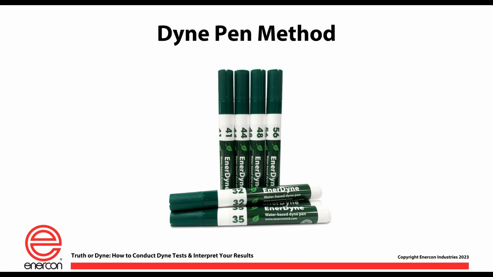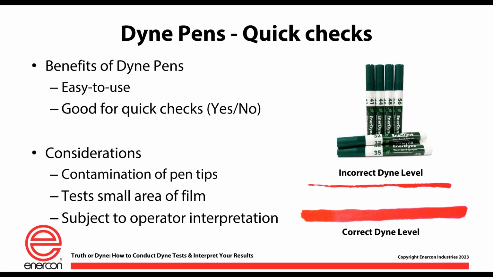So dyne pens, as many of you probably already know, are probably the default method for most of us when it comes to doing this dyne testing. They're like a marker, and they have a dyne fluid inside of them that is the right dyne. When you pick a 35 dyne pen, the solution inside is 35 dynes. The methodology there is to use these for quick checks. They're easy to use, they're straightforward. You can stick the pen in your back pocket.